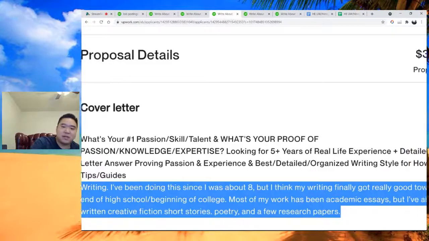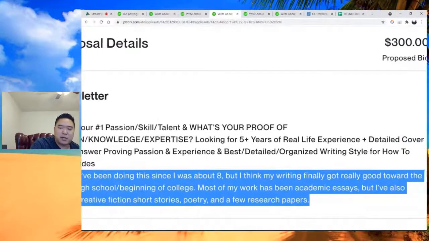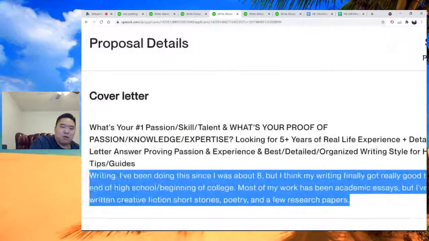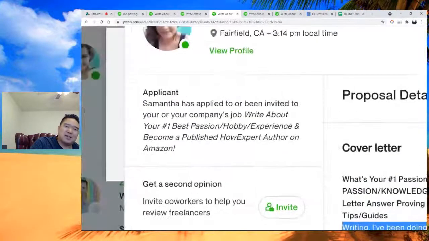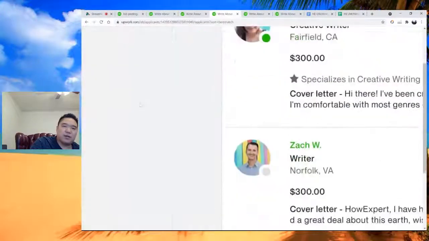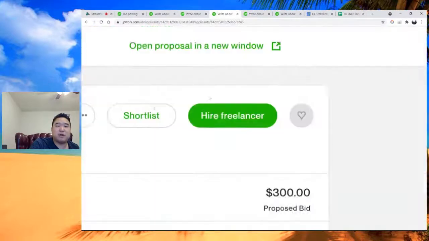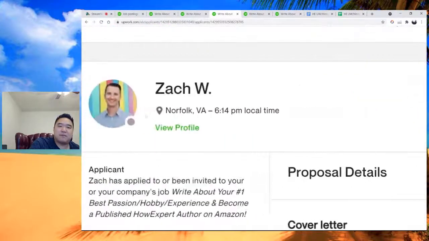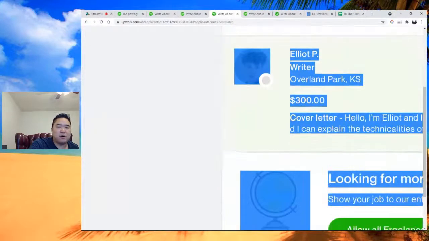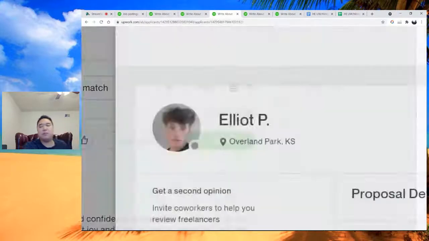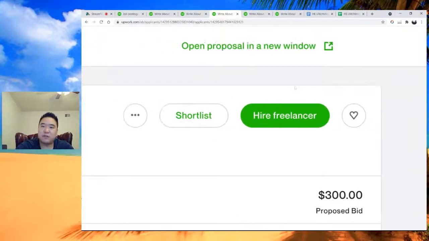Okay, writing. I've been doing this since I was 8, but I think my writing finally got good towards the end of high school. Most of my work has been academic essays, but I've also written creative fiction, short stories, poetry. That's great, but if you are a great writer, we want to hear more, because it's such a general topic. We have to have a higher, very picky standard. If you're good at poetry, where have you been published? Who have you taught, et cetera.